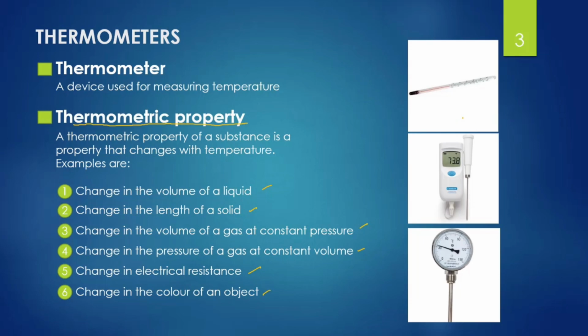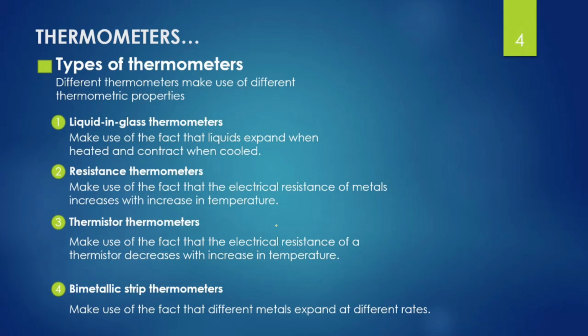So here we have various kinds of thermometers. This one is a liquid in glass thermometer, as we shall soon see. This one is a thermistor thermometer, and this one is a bimetallic strip thermometer. There are various types of thermometers, and they are different because they use different thermometric properties. For example, a liquid in glass thermometer makes use of the fact that liquids expand when heated and contract when cooled. Resistance thermometers make use of the fact that the electrical resistance of metals increases with increase in temperature.